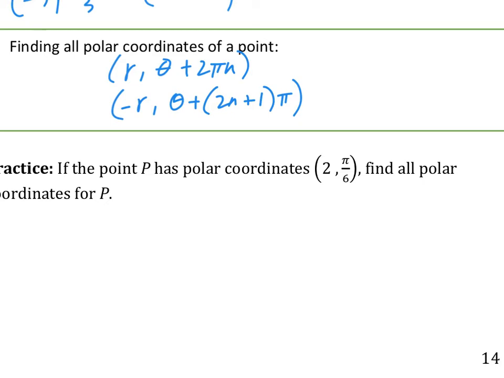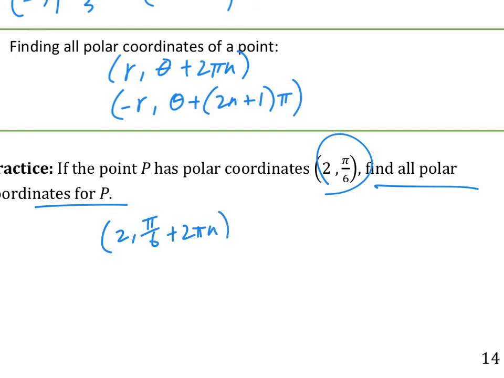All right, so let's practice. If you have this point that you're trying to get to, what are all the possible polar coordinates for P? Again, you have one set for the positive r and one set for the negative r. Okay, go ahead and do that. This is just a direct application of the formula. So (2, pi over 6 plus 2 pi n), and (negative 2, pi over 6 plus (2n plus 1) pi).